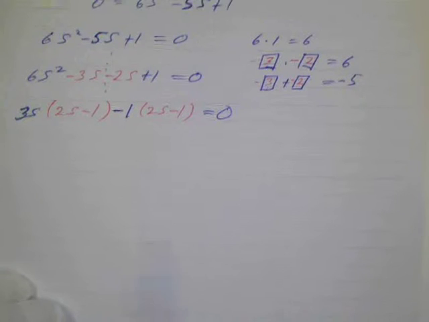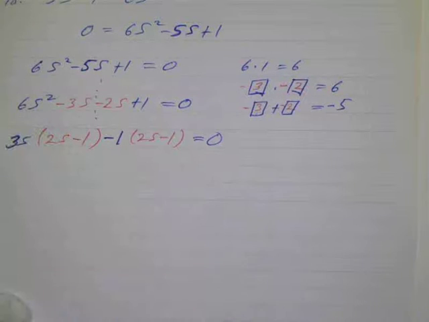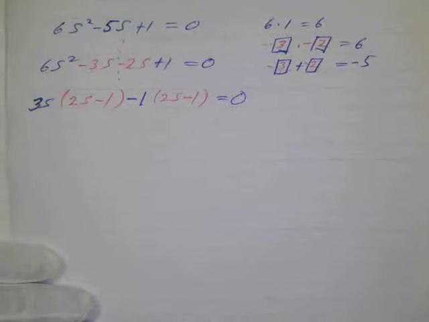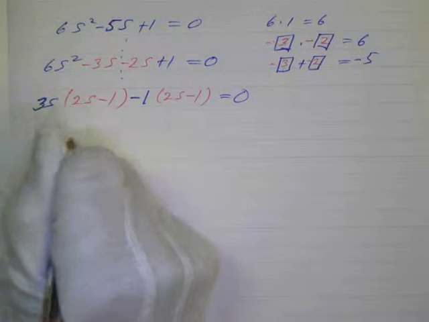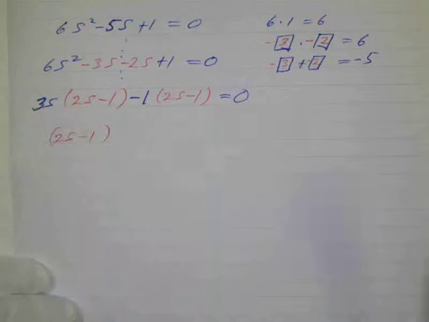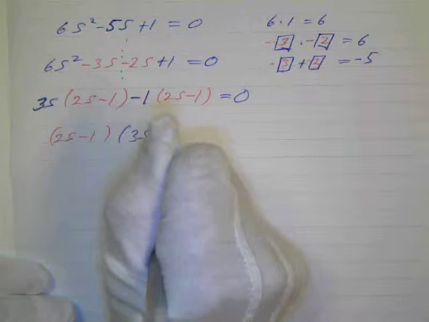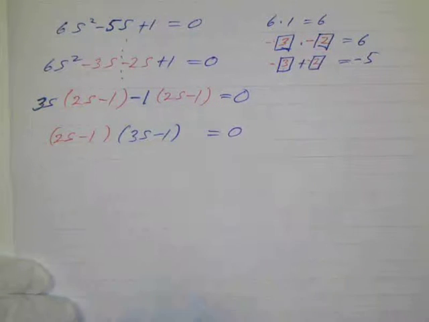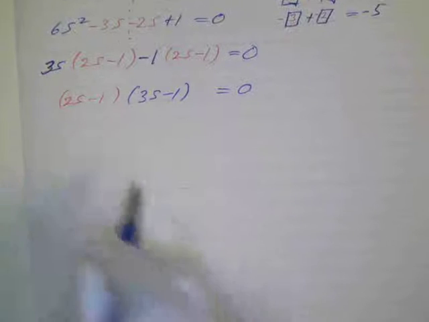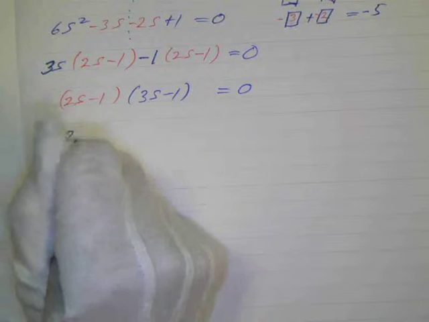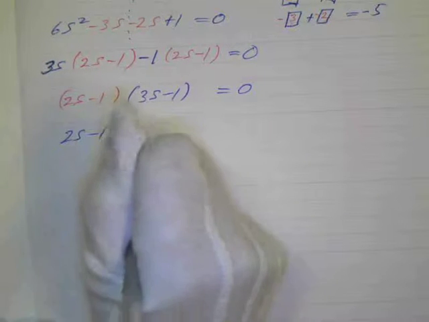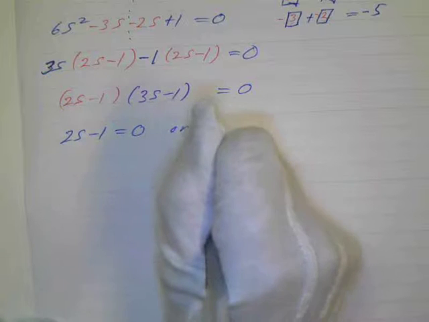That's just the first term times the third term. 6 times 1. Okay? And then we can now factor out the 2s minus 1. And what's left is 3s minus 1. That equals 0. So I know that either 2s minus 1 equals 0 or 3s minus 1 equals 0.